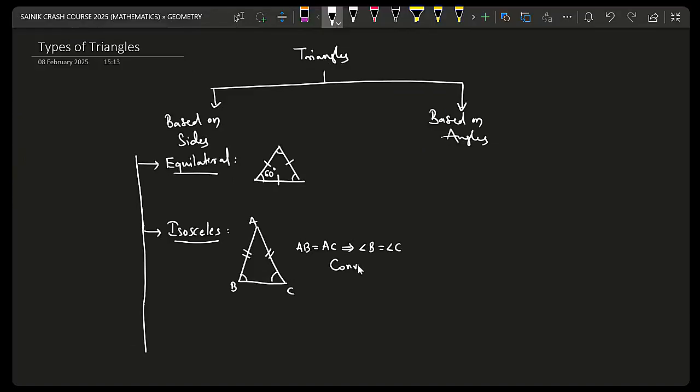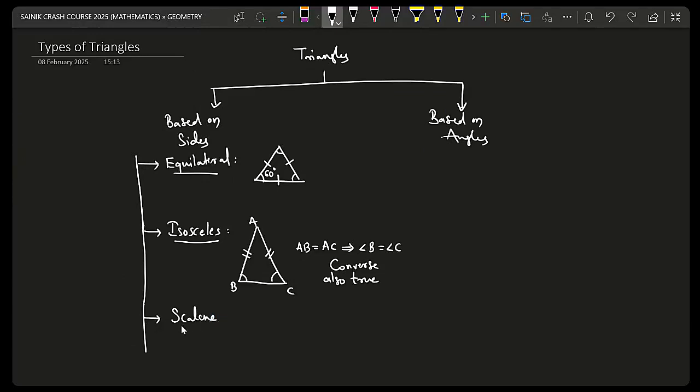Converse is also true. What do you mean by converse? Reverse. If you know sides are equal, we can decide angles are equal. Converse means what? Now you know if angles are equal, you can decide sides are going to be equal. Okay. So both ways it is true. If sides are equal, their opposite angles are equal. If angles are equal, their opposite sides are equal. This is isosceles triangle.